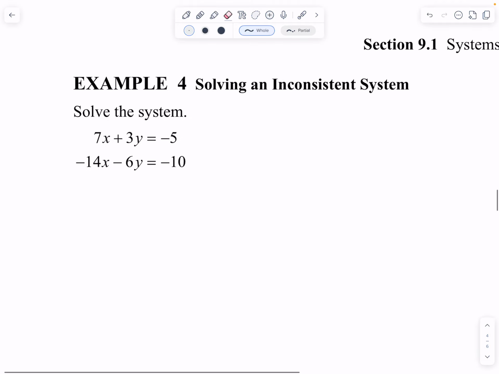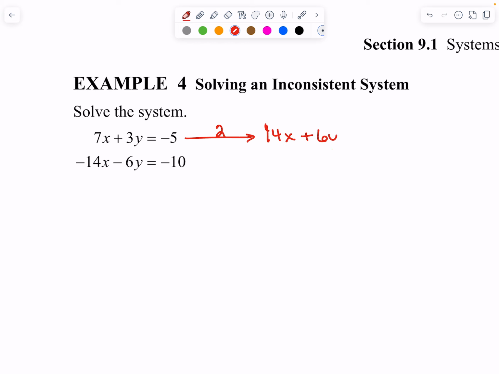This time, why don't we solve it, we solved the last one for y, so let's solve this one for x. Wouldn't it be great if I had a 14 here instead of a 7? Then those would cancel. So that's what I'm going to do. I'm going to make a 14 by multiplying the top by 2. So that's 14x plus what? 6y is a negative 10. And then on the bottom, I'm not going to do anything because it's a negative 14, so it'll cancel. Minus 6y is negative 10.